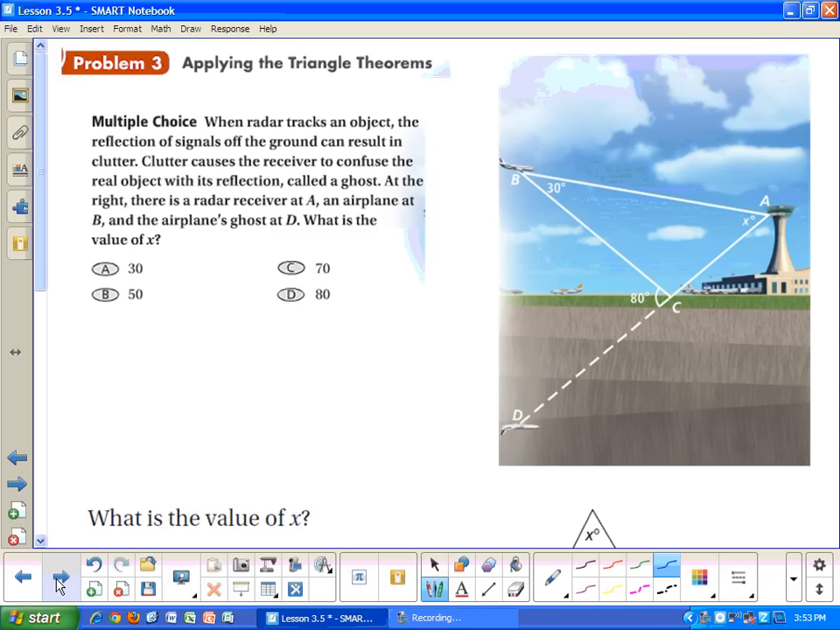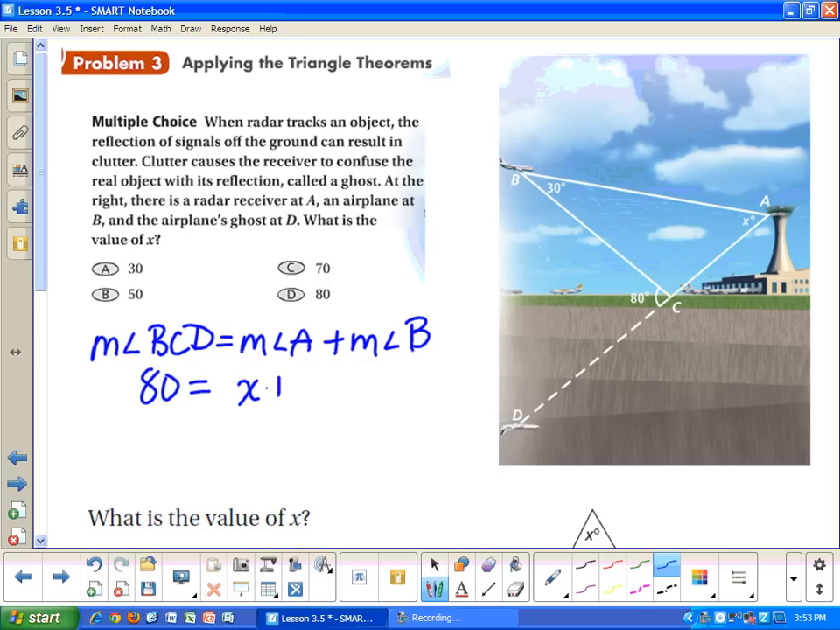All right, so using the triangle exterior angle sum theorem, we get this equation, the measure of angle BCD from the diagram is equal to the measure of angle A plus the measure of angle B. And if we substitute in, we get 80 is equal to X plus 30. And if we use subtraction, we get X is equal to 50.